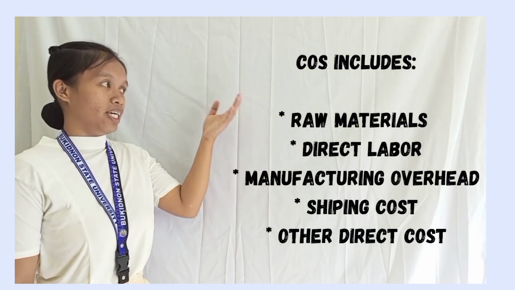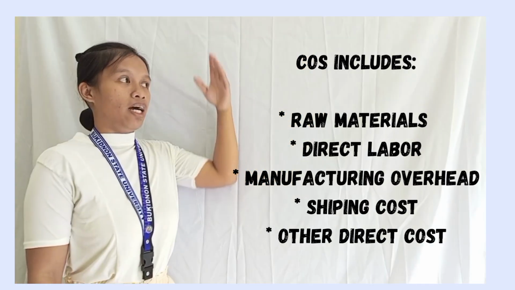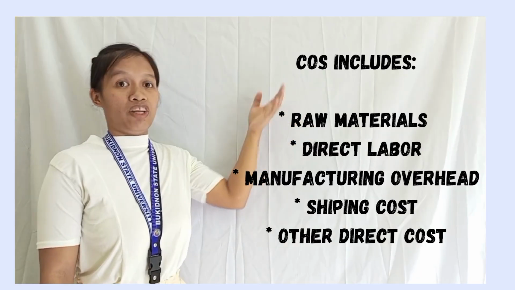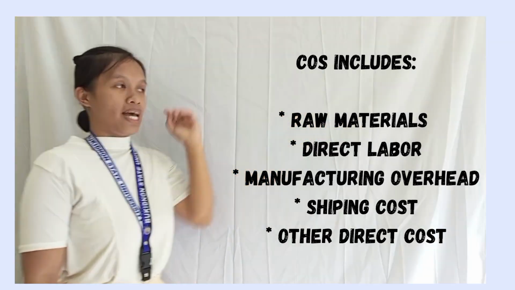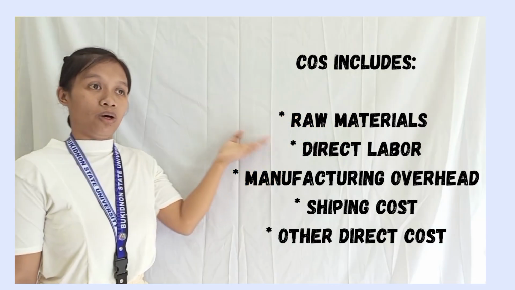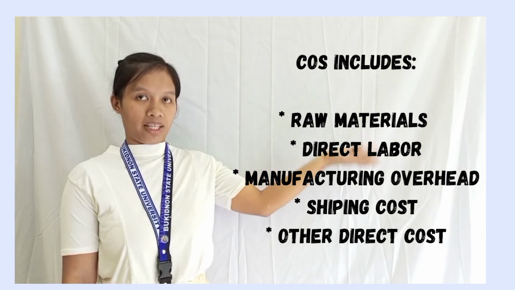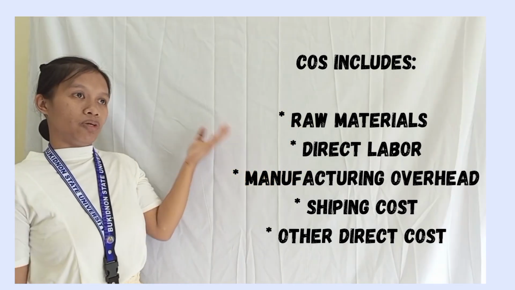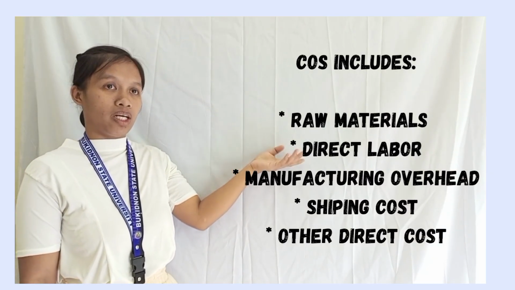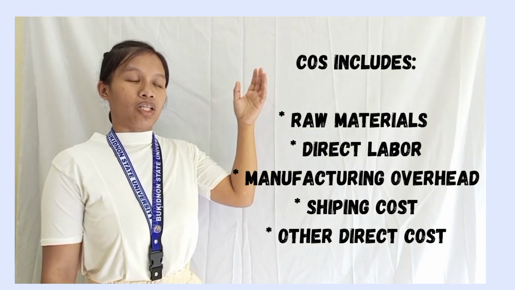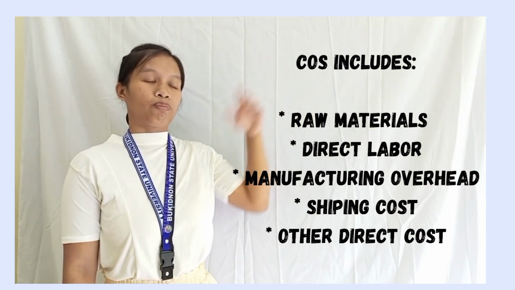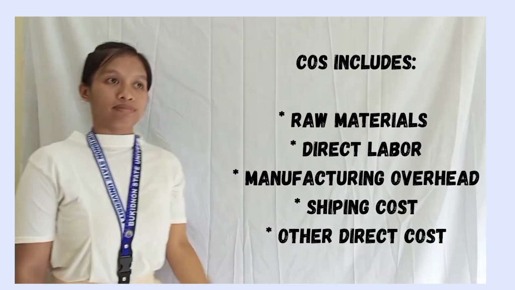Manufacturing overhead. It is the equipment or the utilities in manufacturing the product. Next is the shipping cost. This is the shipping expense for the shipment of the product. And the other direct costs are the packaging, software, and licensing that are used to produce the product.